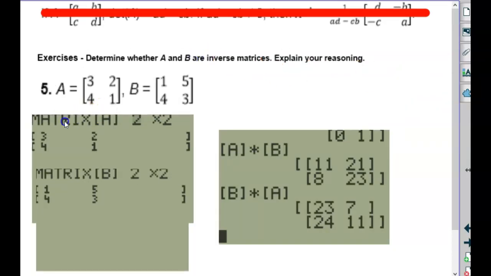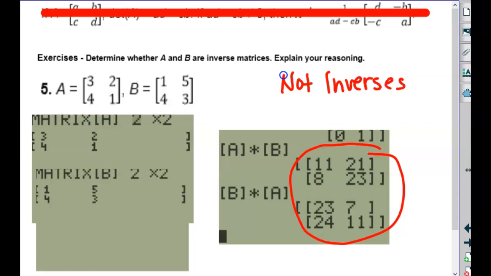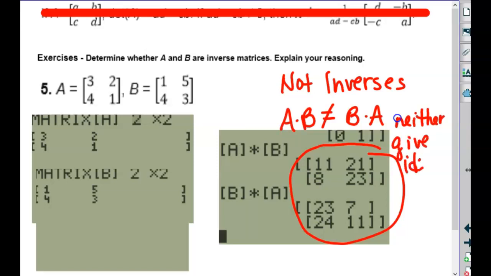Okay, this is number 5. I put in matrix A as 3, 2, 4, 1, matrix B as 1, 5, 4, 3. I did A times B and B times A. Are these inverses? Did this give the same thing? Did it give an identity? No, not inverses. Mostly just because A times B does not equal B times A, and neither one of them gives the identity matrix.